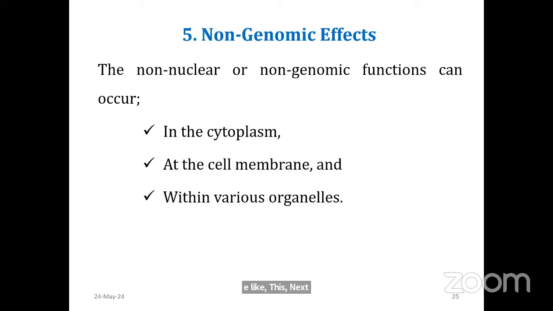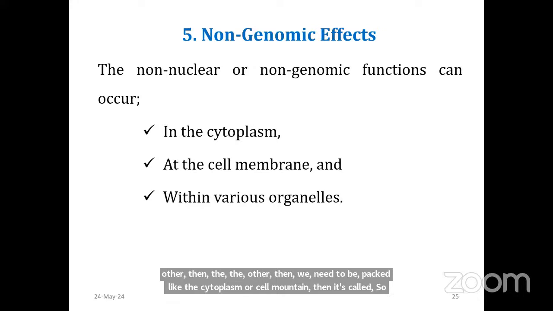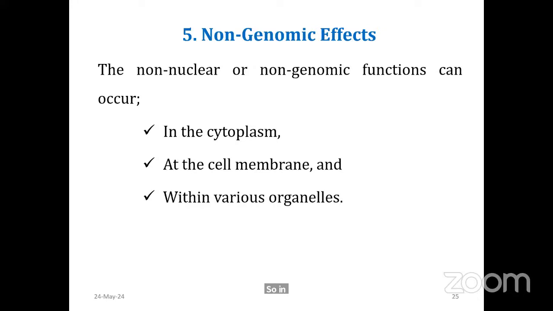Next, there are also non-genomic effects, because thyroid hormone can act at the nuclear level as well as at the cytoplasmic level. So when thyroid hormone acts at the nuclear level, it is called a genomic effect. And when thyroid hormone acts on parts other than the nucleus, like the cytoplasm or cell membrane, it is called a non-genomic effect. So in the non-genomic effect, it mainly acts in the cytoplasm, at the cell membrane, and within various organelles of the cell, like mitochondria.